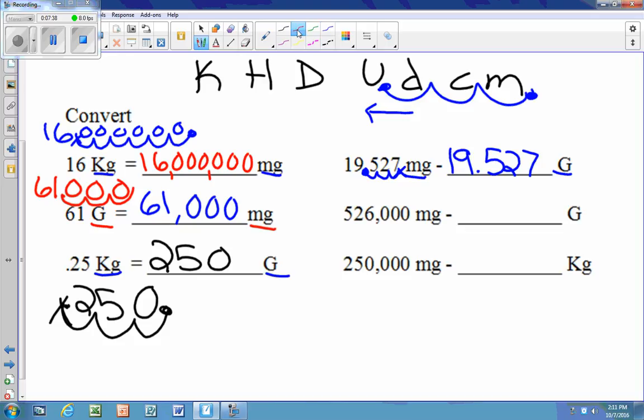Next one, I'm going from milligrams to grams again. So I know I'm going left and I know I'm going 3 jumps because I just had that before. So I'm going to jump 1, 2, 3. And I know my answer is right here.